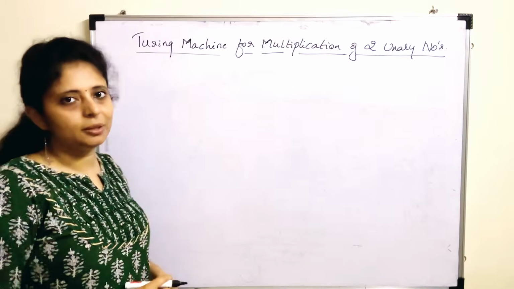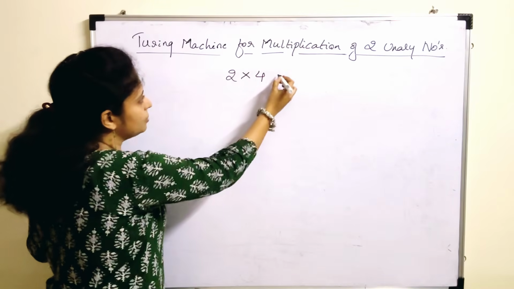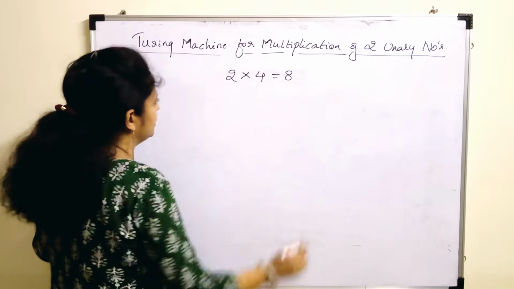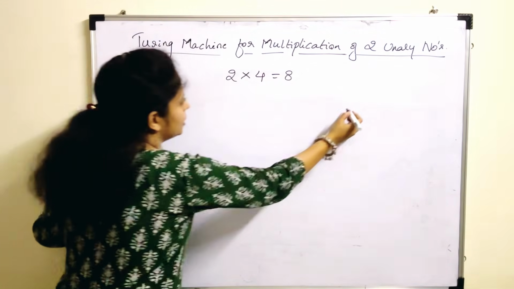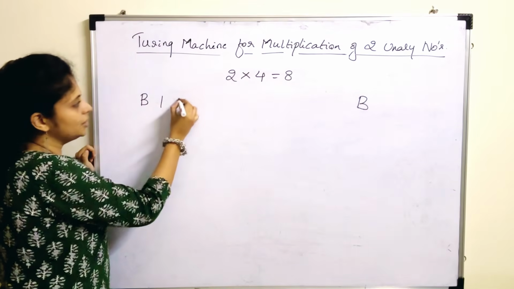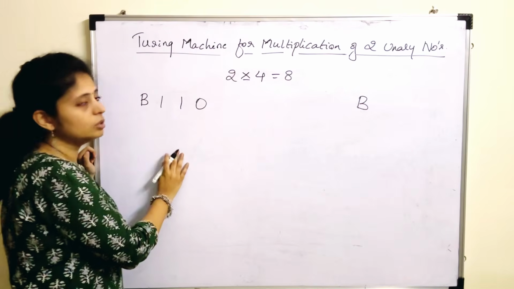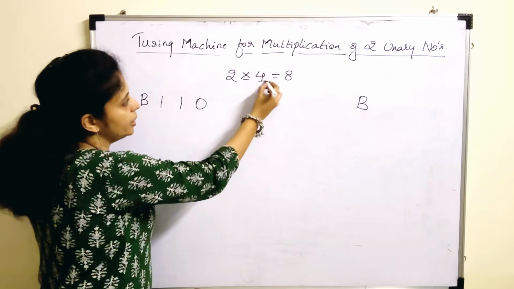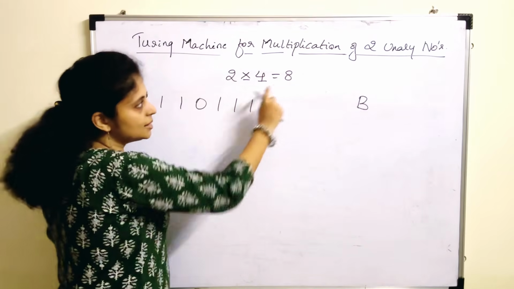Multiplication of two unary numbers. Here I am taking 2, 4 and the operation is multiplication, result is 8. So take blank at the end of the table. So 2 will be represented with 2 ones and multiplication is a separator, so represent that with 0. Then 4 should be taken as 4 ones and the result is 8.